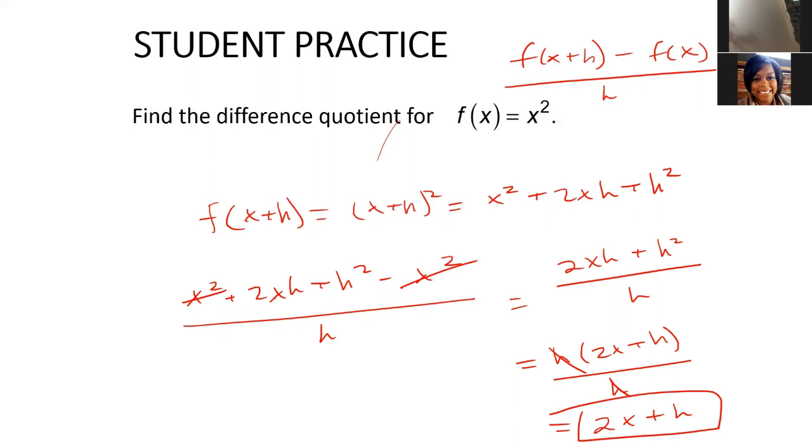You've got to factor here. All right, so that would be the difference quotient for f of x equals x squared. And again, this is foundational for calculus when you start differentiating in that class. So fun, loads of fun.